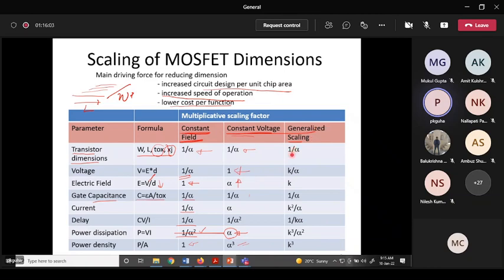So then they reduce the dimension by alpha, but they don't reduce other parameters by the same proportion. For example, they will use k by alpha instead of alpha as far as the voltage reduction is concerned. They will reduce the voltage but not as aggressively as the dimension of the MOSFET, so that makes analog design engineers happy, and that also does not increase the electric field that much, and so on and so forth. So these are different scaling down approaches.